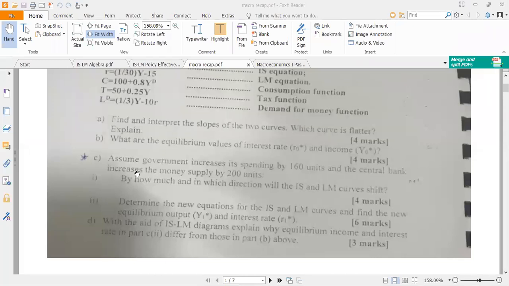Okay, let's look at the C part. I think that one... iPhone, it looks like there's some noise coming from your end.